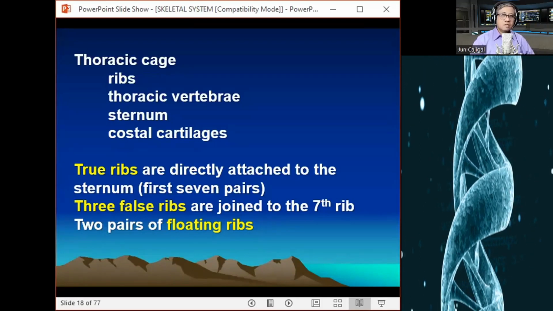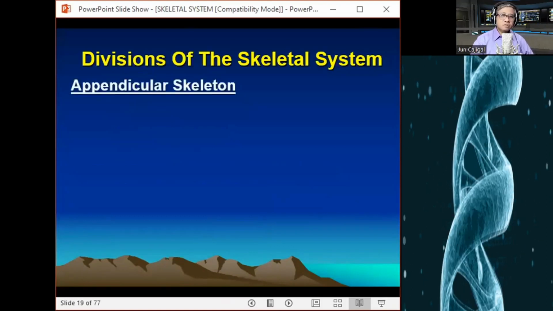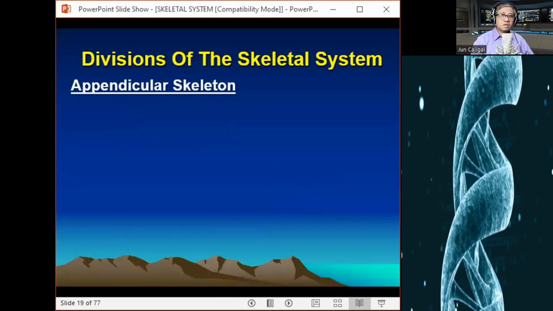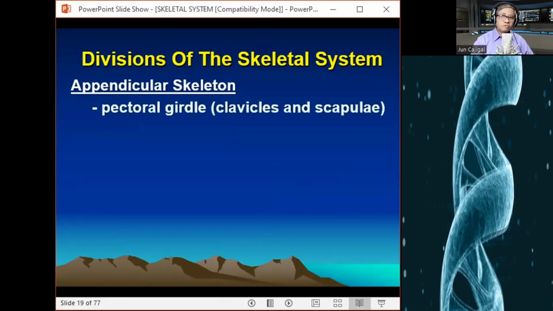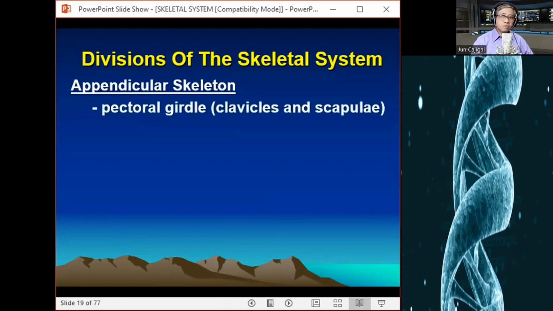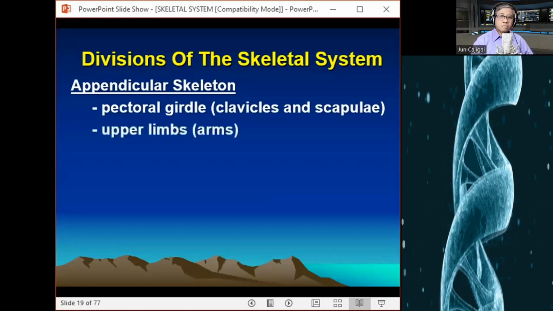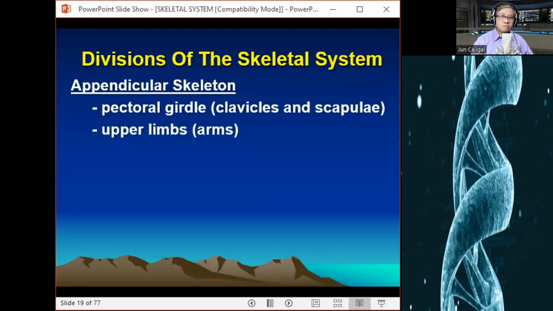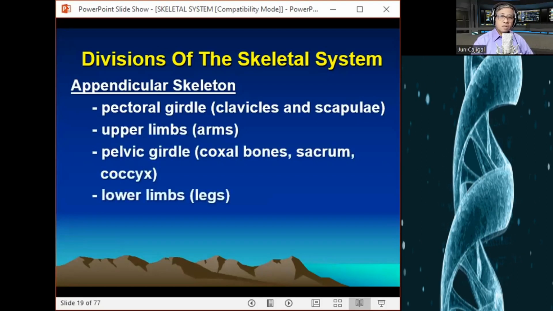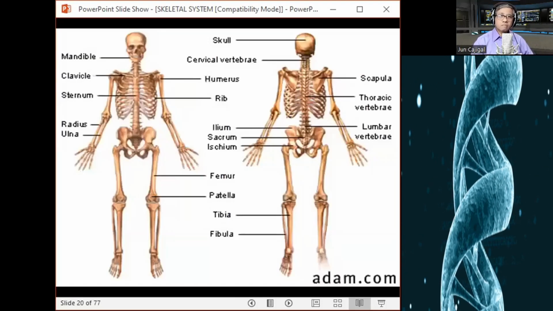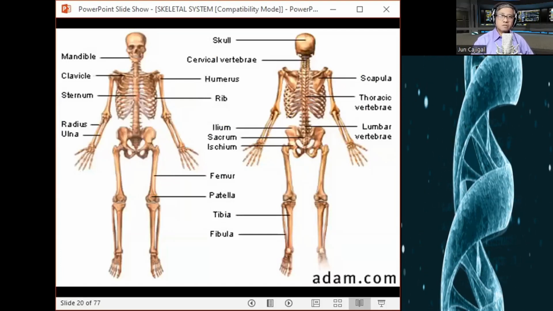Alright, so let us now study the so-called appendicular skeleton. The appendicular skeleton is composed of the girdles and the bones that make up our limbs or appendages. So we have the following. The pectoral girdle is composed of the clavicle and the scapula. Then we have the bones that make up the arms or the upper limbs. Then we have the pelvic girdle or the pelvis. And we have the legs or the bones that make up the lower limbs. So those are the bones that comprise the appendicular skeleton.